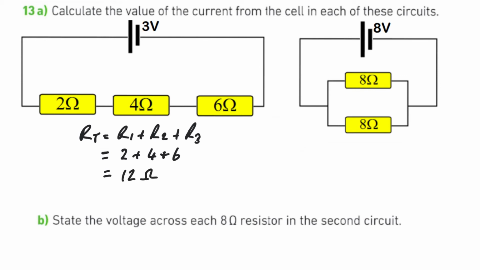So now you use Ohm's law. Now you know that total resistance, you can use Ohm's law with the 12 ohms and the 3 volts to get a current. See if you can do that for me. Pause the video. Right, so I is V over R then. Well, V over R total. And so we've got 3 over 12. And that's a quarter, so it's 0.25 of an amp.